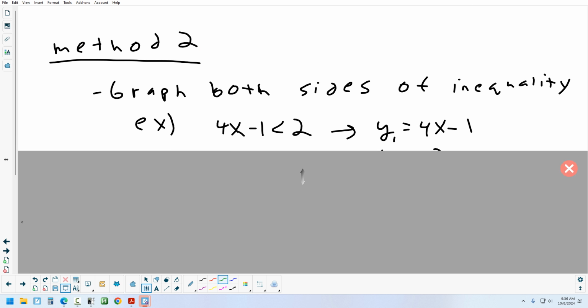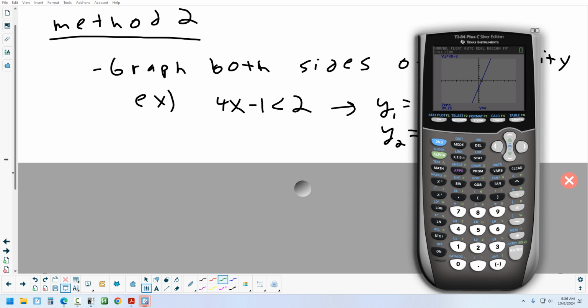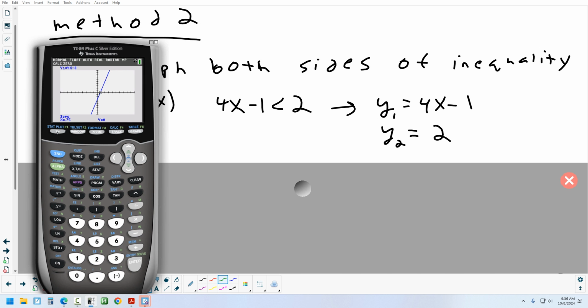Okay. Second method. This method, you don't rearrange it. You don't have to get 0 on one side. So I'm going to do the same inequality that we just did again. But this time, leave what's on the left, and leave what was on the right. Put both of them in on the calculator. So let's put in 4x minus 1, and then put in 2.